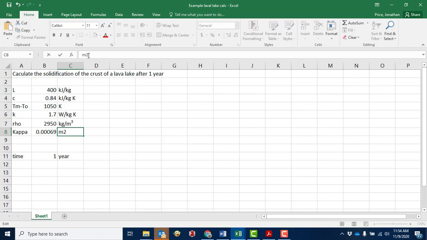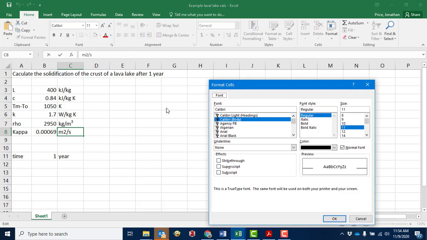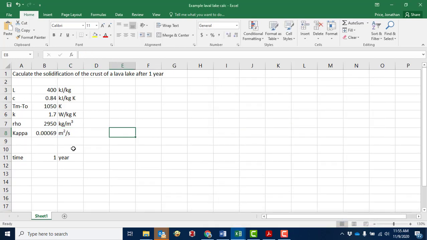So I'm going to put in meters squared per second in my units, and I'll clean that up so that my square is actually a square. Another cheat you could use for that is just putting in a caret sign, but I'm going to actually make it a superscript so it's nice and official looking. All right, so there we go. That's going to be our kappa.